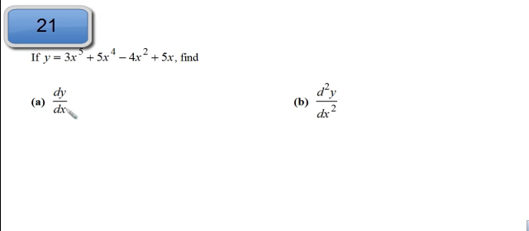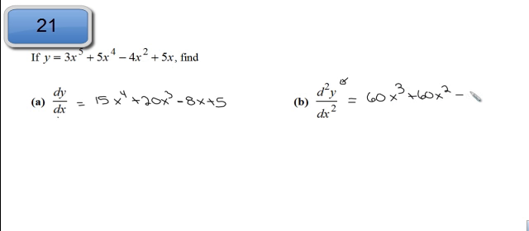Okay, so we need to find the first and the second derivative. So the first derivative would be 15x to the fourth plus 20x to the third minus 8x plus 5. Remember that these don't mean square the derivative. It means find the second derivative. So 15 times 4 is 60, 60x to the third plus 60x squared minus 8. And that would be my second derivative.